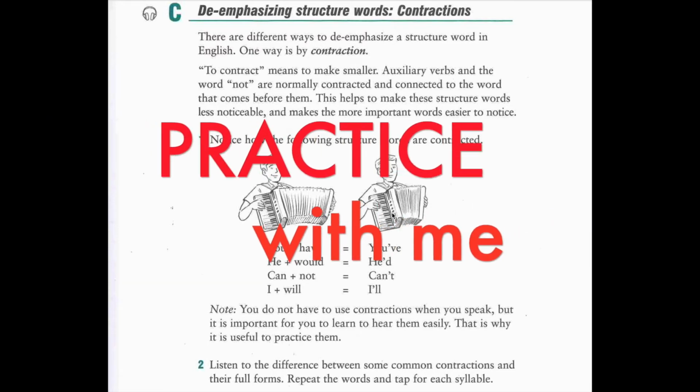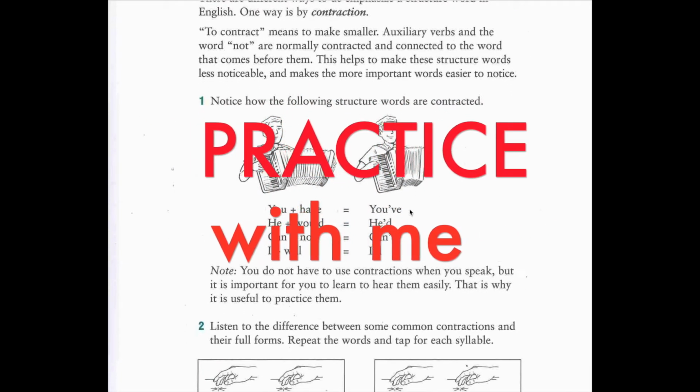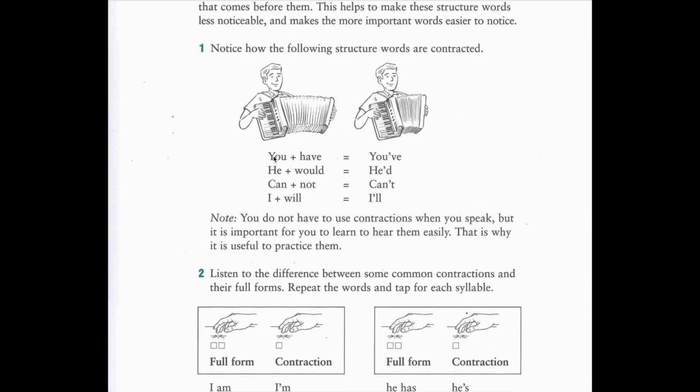So let's practice these together. Okay, you try them now. You have equals you've. Say that again. You've. Next one. He would equals he'd. He'd. Cannot equals can't.